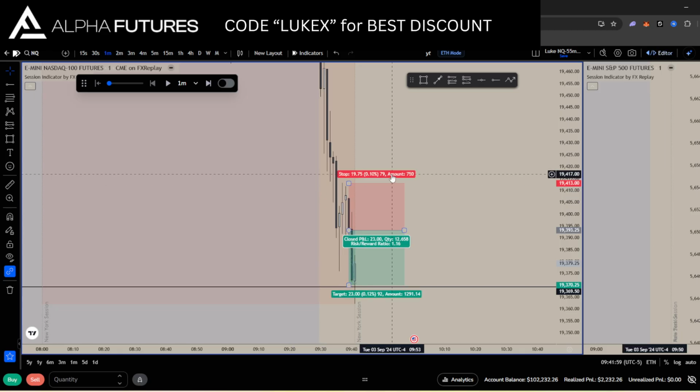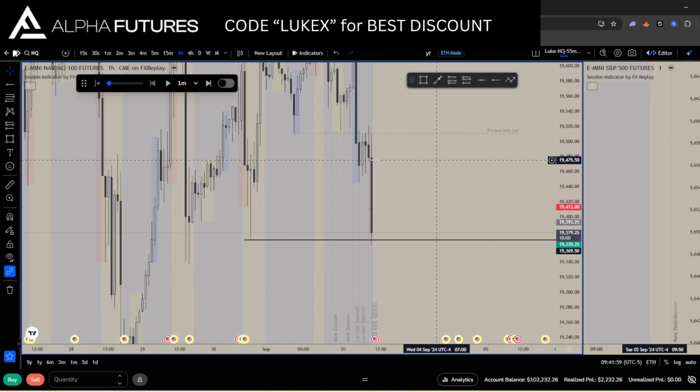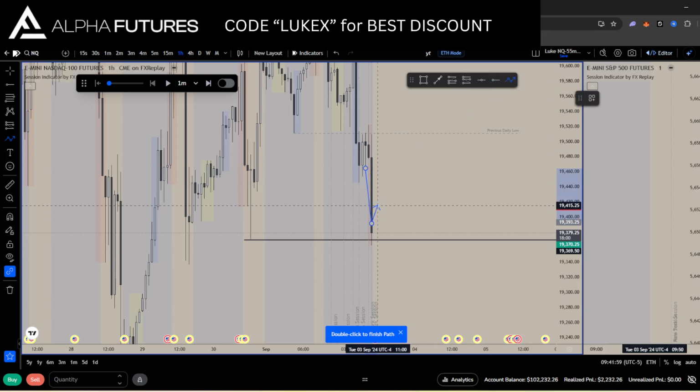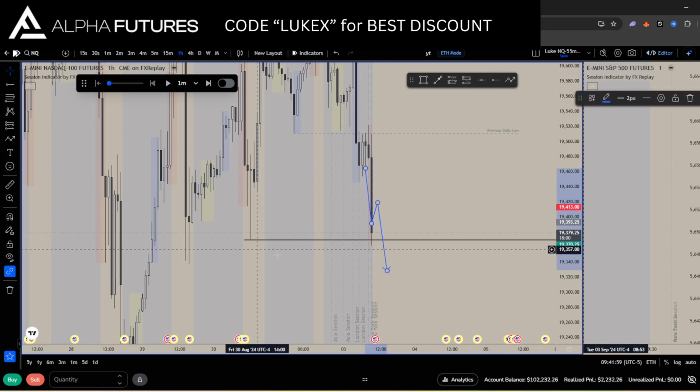Okay, beautiful. All right, I'll run through this again one more time. Price displaces past this low. Once we displace past this low, I want price to continue, retrace, and then displace to the next draw, in this case, which is this hourly swing low down here.